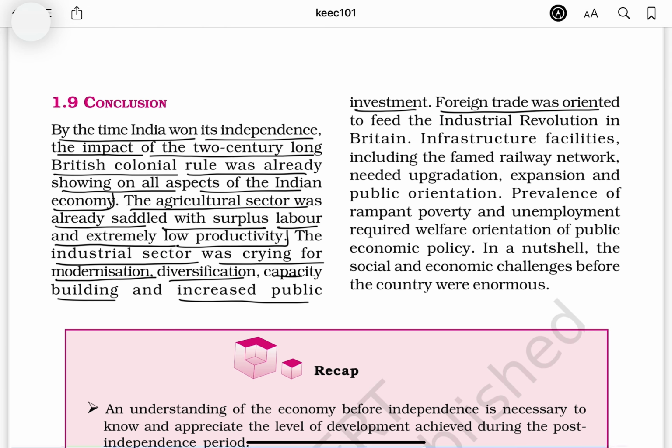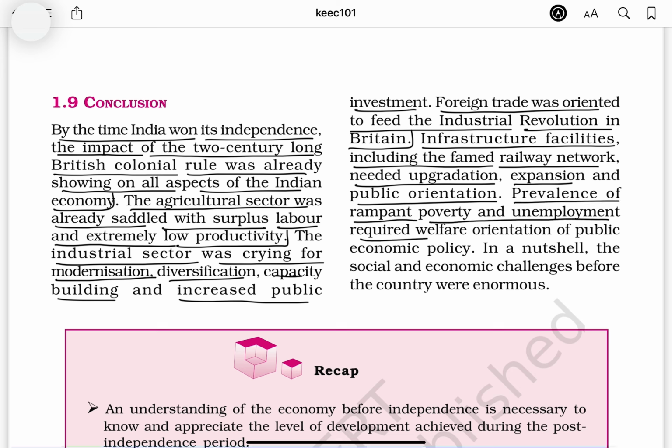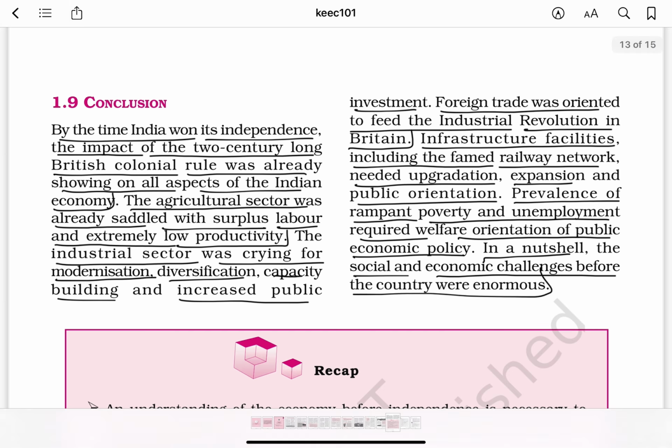Foreign trade was oriented to feed the industrial revolution in Britain. Infrastructure facilities, including the famed railway network, needed upgradation, expansion, and public orientation. Prevalence of rampant poverty and unemployment required welfare orientation of public economic policy. In a nutshell, the social and economic challenges before the country were enormous.